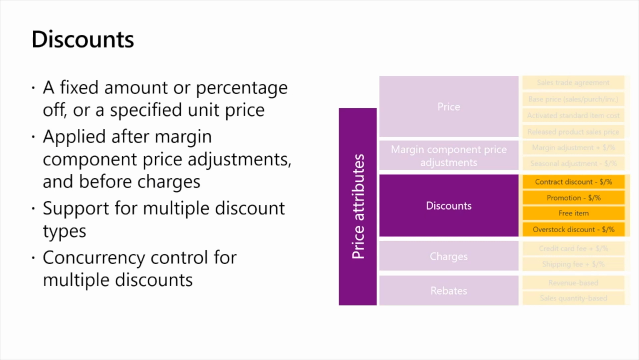Pricing management enhances the current capabilities of Microsoft Dynamics 365 Supply Chain Management by providing new discount types like simple discounts, quantity discounts, free item, mix and match discount, and threshold discount. We can define an amount or percentage off, a specified unit price, or a free item. Discounts are now applied after price and margin adjustment, based on the pricing tree and the concurrency control.